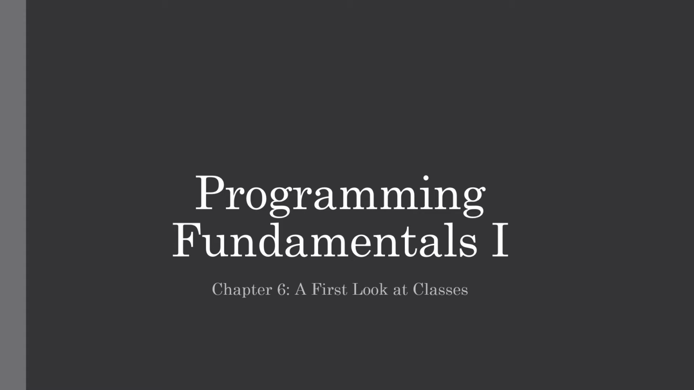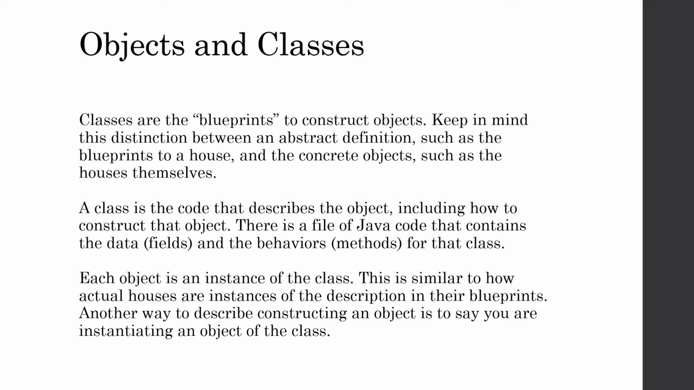So to initially get started with this first look at classes, I'm going to go through a general abstract explanation of precisely what classes are and how we will eventually go about writing them in our programs. To get started, we're going to be looking at both objects and classes. Classes are going to be the blueprints that we use to construct objects. We want to make sure that we keep in mind this distinction between an abstract definition, such as the blueprints to a house, and then the concrete objects, such as the houses themselves.